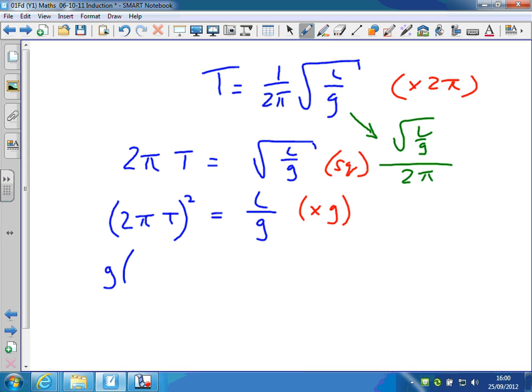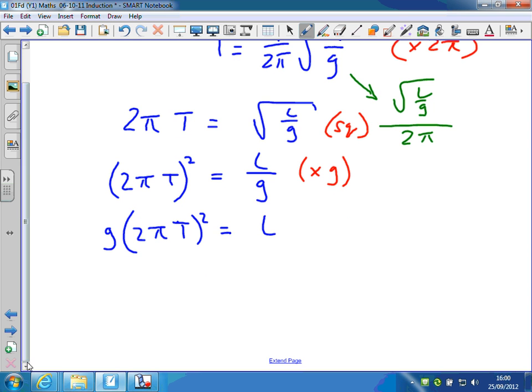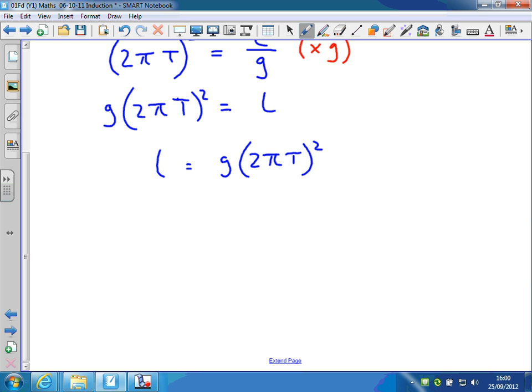So G times 2 pi t squared equals L. Or writing the subject first. And I've got a new formula, a new recipe to find the length of the pendulum. If I want a particular length, then I can put in the values. If I want a particular period, say of 3 seconds, then I can plug it into this formula and find out what length is required to give me that period.